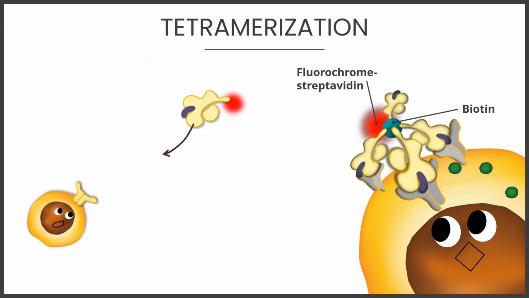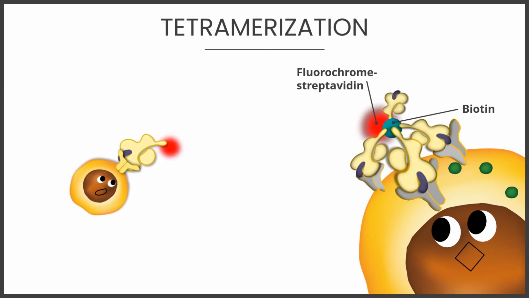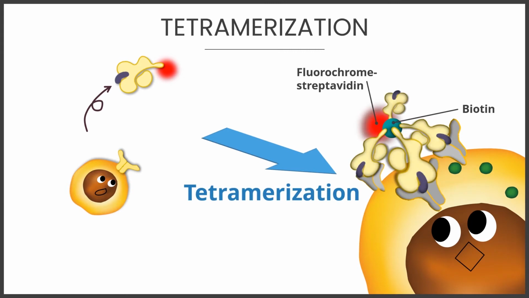To overcome this difficulty, the monomer was biotinylated and tetramerized using fluorochrome-labeled streptavidin. It enabled the tetramer to maintain its interaction with the TCR on antigen-specific T cells.